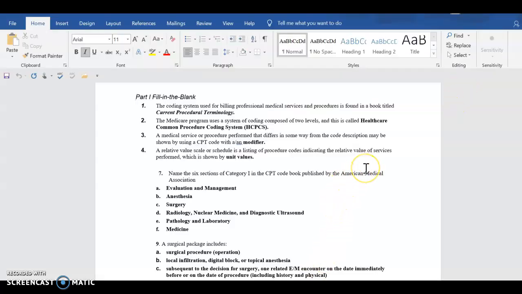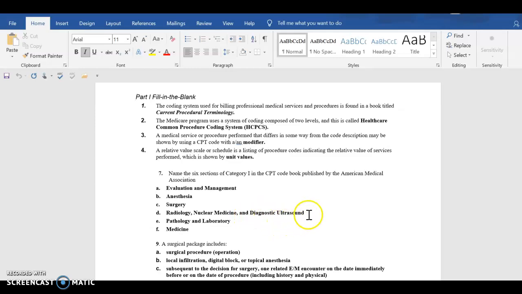So keep in mind a couple of different things. We know that the E&M, which are basically doctor visits, could be at the hospital, could be at the office. These all begin with the 9,000s. The next one is anesthesia, which you probably will not have to deal with. These begin with zeros. Surgery, this is the biggest section of CPT. These begin with 1,000s and end with 69999. Again, these are all 5 numbers.